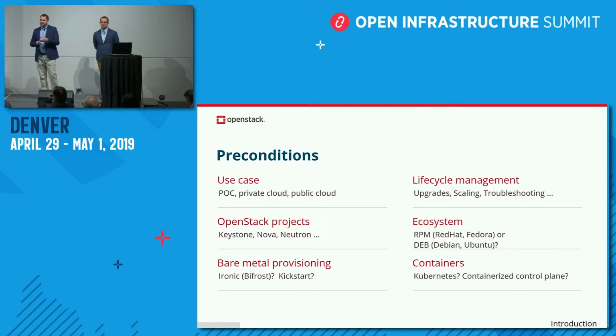Bare metal provisioning. Well, in order to have our services installed, we need to have those nodes. So we need to consider this as a part of the deployment of the cloud as well. What tools do we have? Well, we have Ironic. Ironic is part of OpenStack. It can provision bare metals with pre-built images. There is the Bifrost project, and the Bifrost project conveniently connects Ironic with Ansible playbooks.